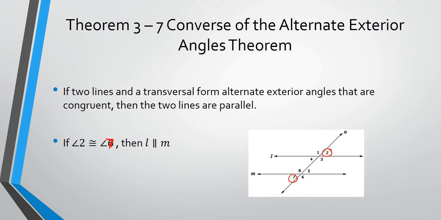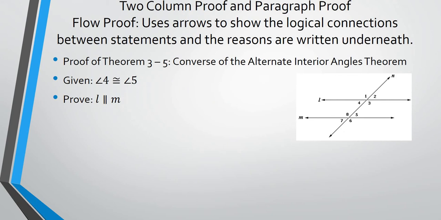Alternate exterior angles. All right, so far we've done 2 column proofs. It's the one we've done the most of. We've done a few paragraph proofs where we just write out all the words. Now we're going to look at a flow proof. A flow proof uses arrows to show the logical connections between statements, and the reasons are written underneath. We're going to use a flow proof to prove theorem 3.5, which is the converse of alternate interior angles.